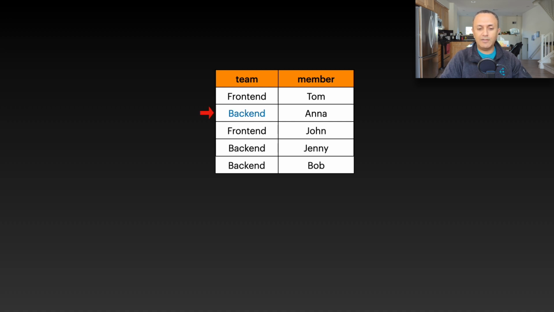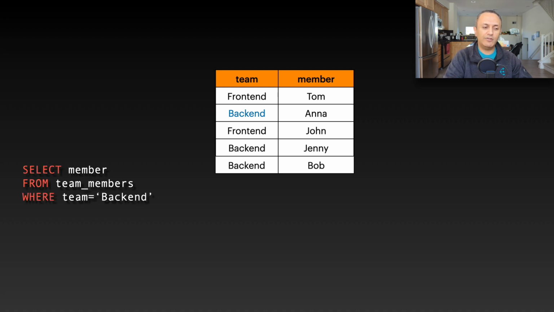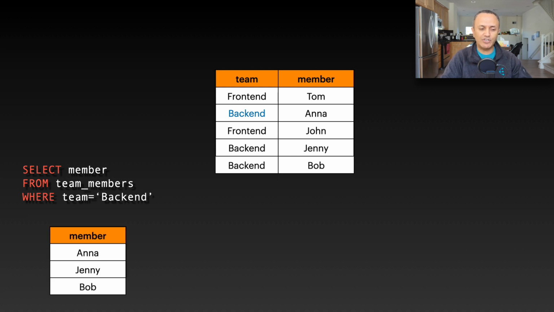And if we want to get all the members of a certain team, like basically what we had before in the initial representation, all we need to do is have a SQL query that selects all the members where team equals back end, for example, and this will give us Anna, Jenny, and Bob. It might also return Bob, Anna, and Jenny, or any other order. So data could be returned in any specific order, doesn't matter.